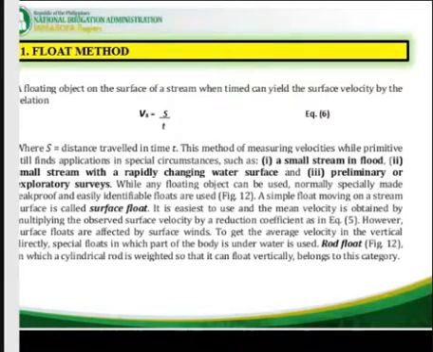It is easiest to use and the mean velocity is obtained by multiplying the observed surface velocity by a reduction coefficient as in equation 5. However, surface floats are affected by surface winds. To get the average velocity in the vertical directly, special floats in which part of the body is underwater are used. Rod float, in which a cylindrical rod is weighted so that it can float vertically, belongs to this category.